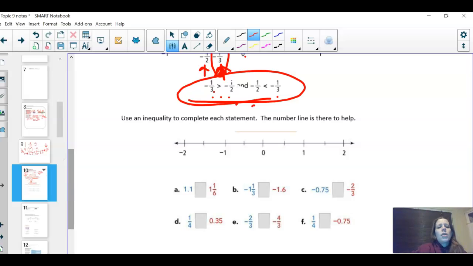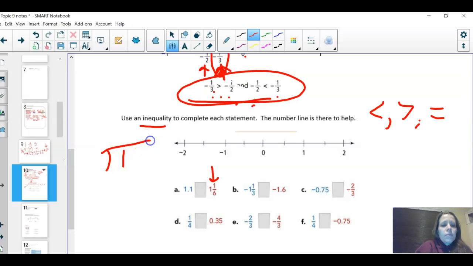Now it says, use an inequality to complete each statement. Necesitas usar desigualdad. Remember that an inequality that we're going to use for this is one of these. So let's go ahead and look at this one. The first thing I see is 1.1. La primera cosa que yo tengo es 1.1. Okay, I need to change my second one into a fraction. Okay, so I have 1/6. So I'm going to put 1 and I'm going to put 6.